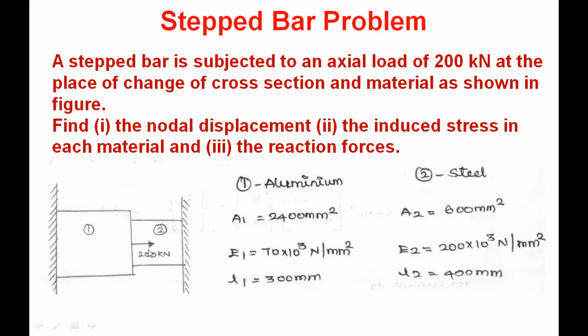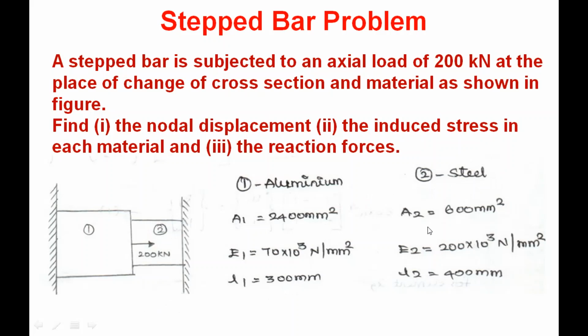That means if you see in this diagram, it is a stepped bar, both ends are fixed, and the first section, you see the properties of the first section. It is made of aluminum material and the area of cross section is 2400 mm square. Young's modulus is 70 x 10^3 Newton per mm square, and the length of this first section is L1 = 300 mm.